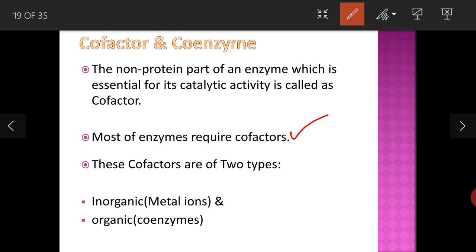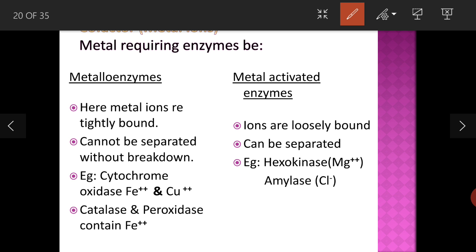As I said, we have two types of cofactors. One is organic molecules, the other one is inorganic molecules. The inorganic molecules are usually metal ions and the organics are named as coenzymes. We'll see with the examples. The cofactors are your metal ions. The metal requiring enzymes will be again of two different types. One is named as metalloenzymes. The other type is metal activated enzymes.